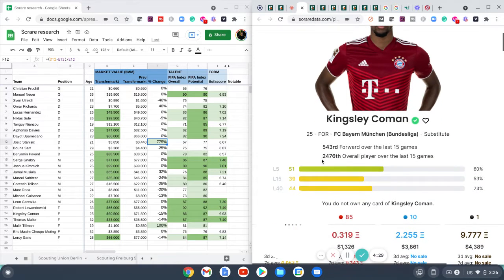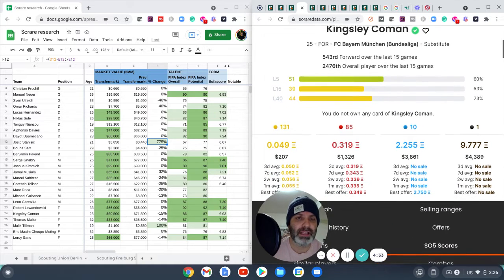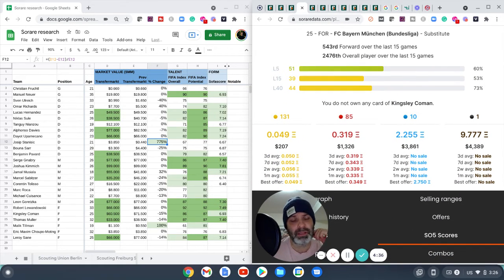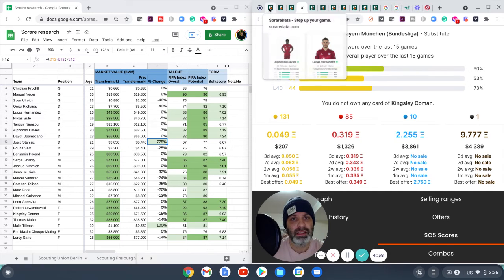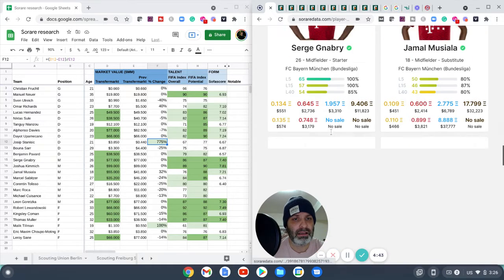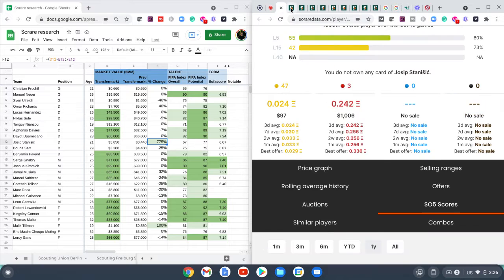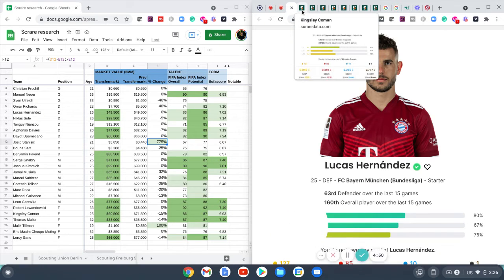Kingsley Coman, so he's kind of the backup forward for them. I think there's more value here if there's an injury up top to Thomas Mueller and Lewandowski, who aren't getting any younger. And Sané can be prone to injury. So where are we here?